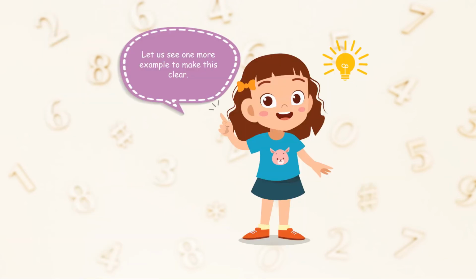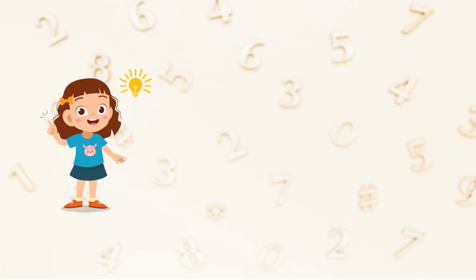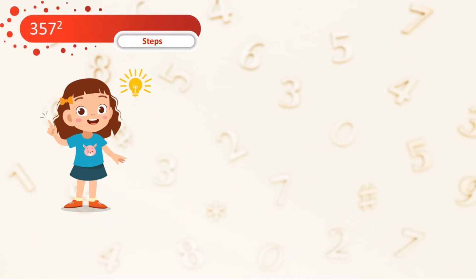It's a very interesting technique, so we will find one more example in this episode which will help you to understand this more easily. This time we are going to find the square of the number 357.